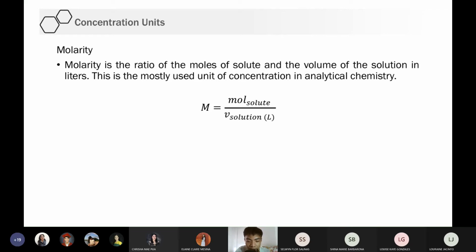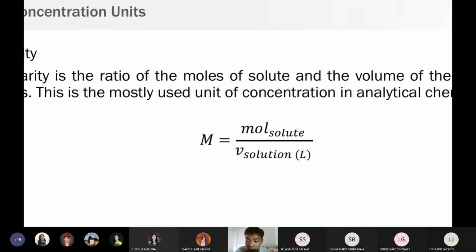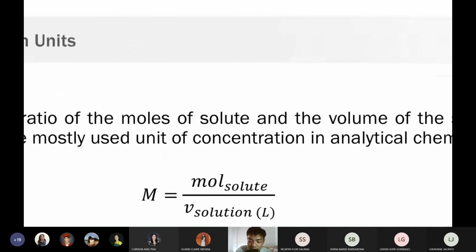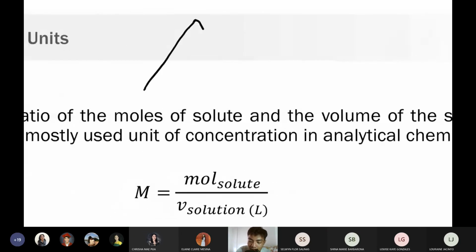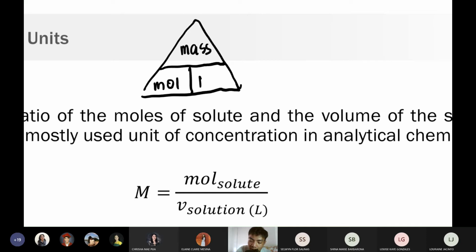Kaso, usually, mass ng solute yung meron tayo. So, how do we convert mass to moles? We use the triangle. Hindi ko alam kung gumagamit kayo dati ng triangle, pero kami ng mga bata ko, Illuminati kami. So, ayan, triangle. So, ito yung mole, mass, molar mass.